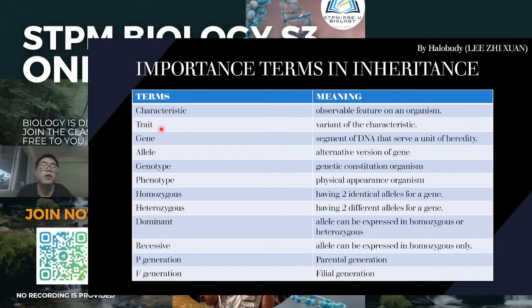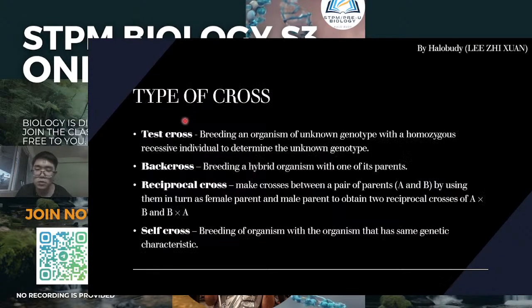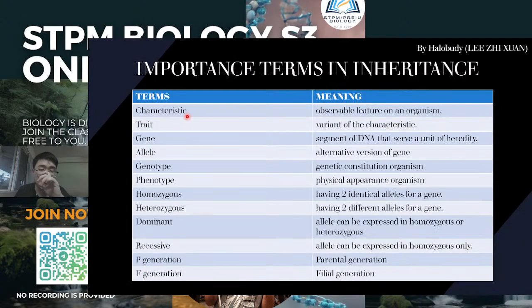Another example, when we compare the length of the plant, either it is very tall or very short, right? So tall and short are the traits. The length of the plant is the characteristic. Okay, so I hope that you guys know about this. You guys have to know.